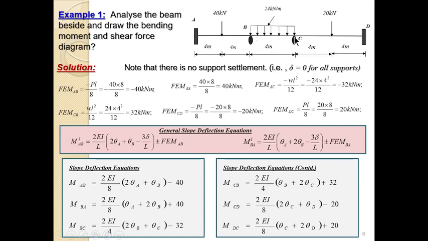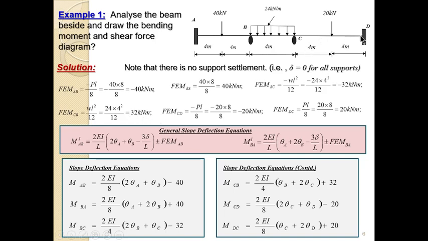When you go to span BC, there is a UDL there. So at the left-hand side, the fixed end moment at B going to C is going to be minus WL squared over 12, where W is 24 and L is 4. If you put them in, it becomes minus 32. At the right support of that span BC, you have WL squared over 12, not minus but plus. You calculate that, it gives you 32.